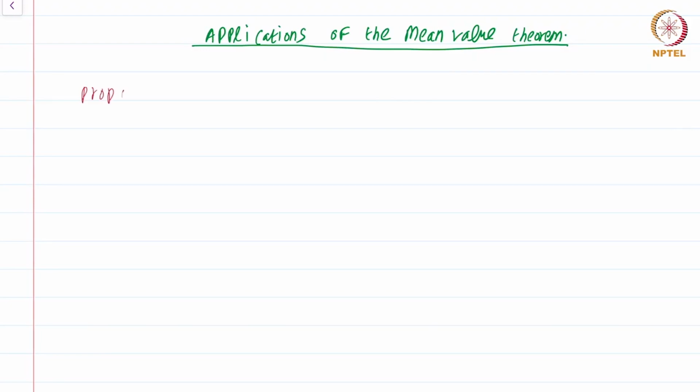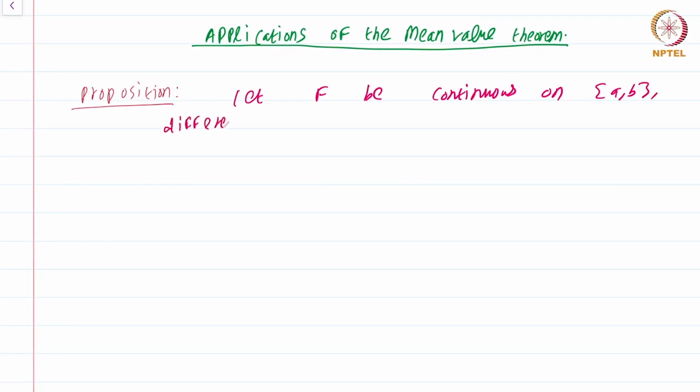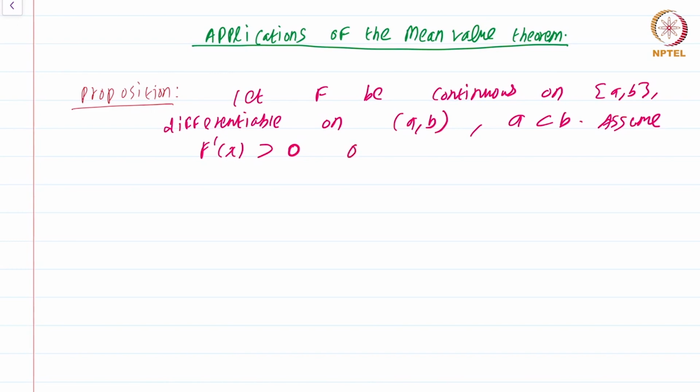Proposition. Let f be continuous on closed interval [a, b], differentiable on open interval (a, b), and of course a is less than b. Assume the derivative is greater than 0 on (a, b).